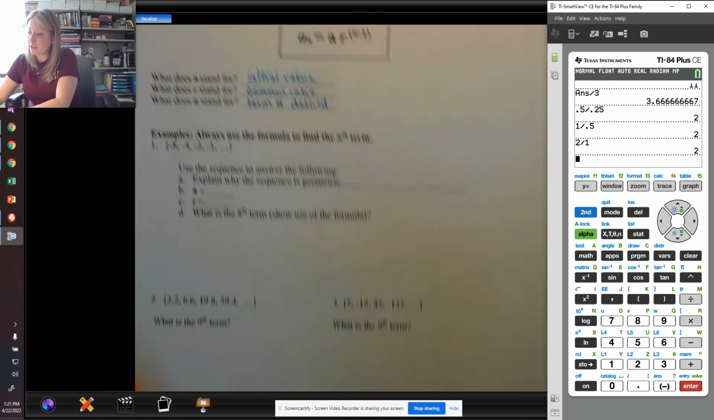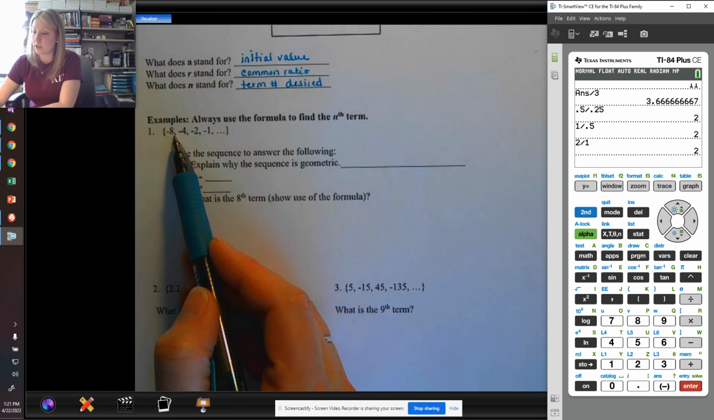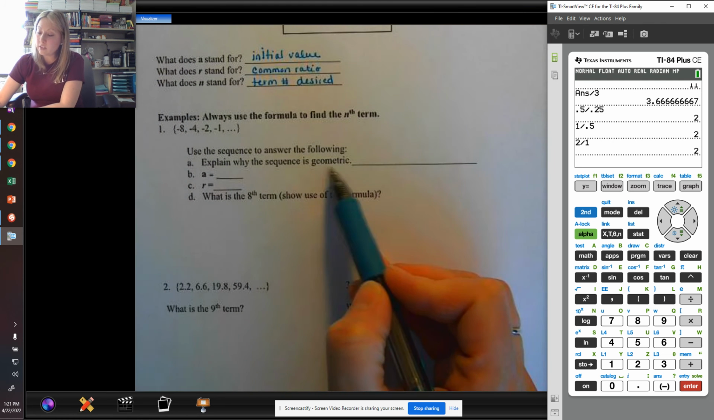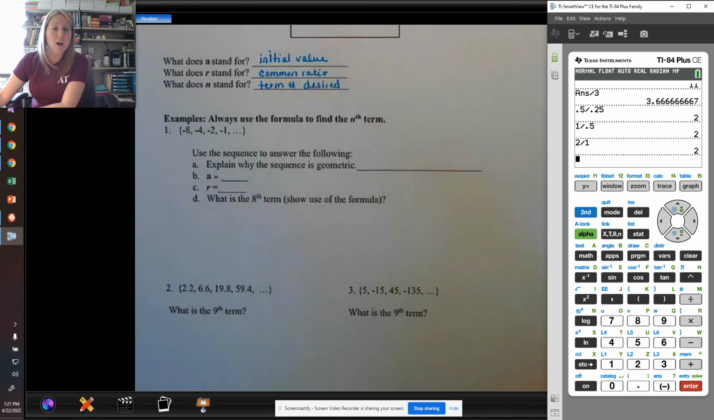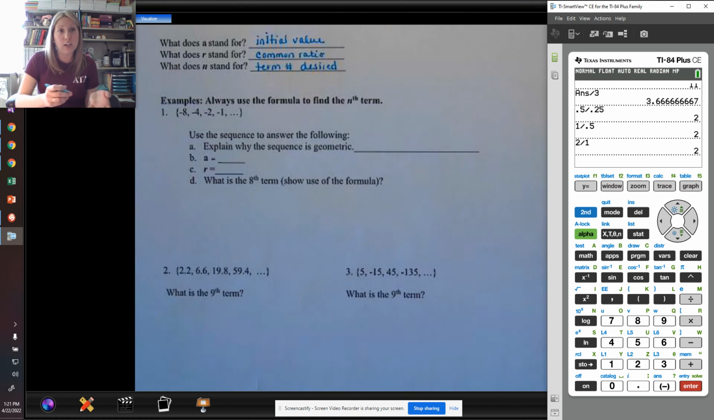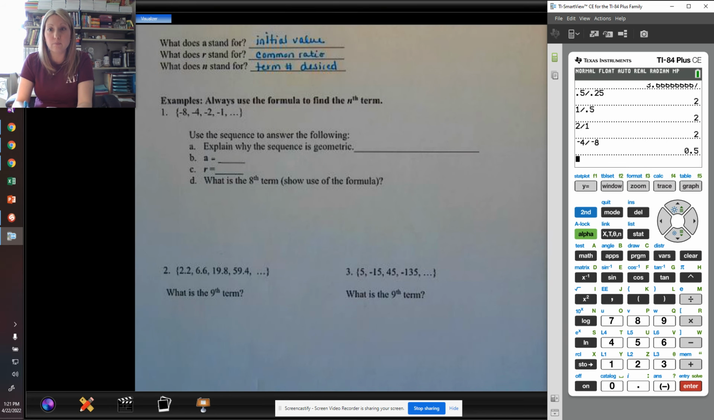So let's go ahead and do this on example number 1 right here. So we've got -8, -4, -2, -1. Okay, why is this sequence geometric? Well, because we are not changing at a constant rate, we're instead changing at a constant ratio of change. And let's just prove that by taking -4 divided by -8. We get 0.5 or 1/2. -2 divided by -4, we get 0.5 or 1/2. -1 divided by -2, we get 0.5 or 1/2.